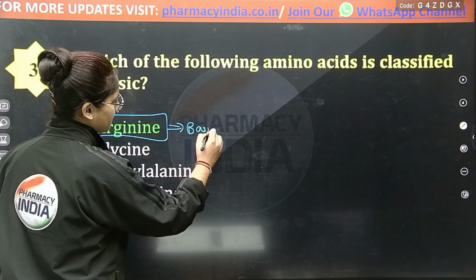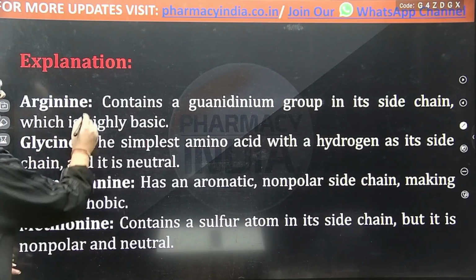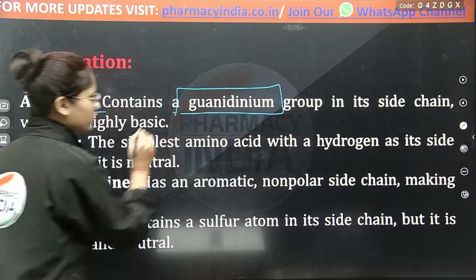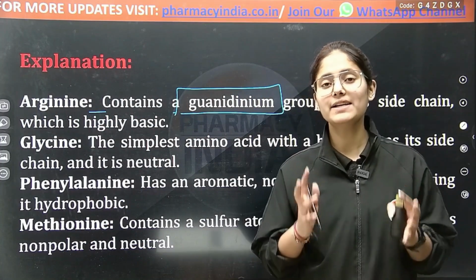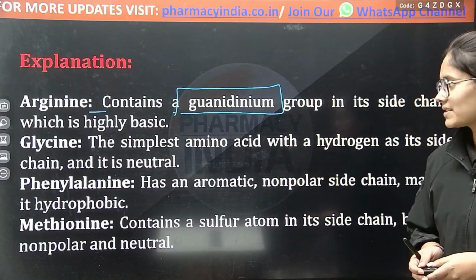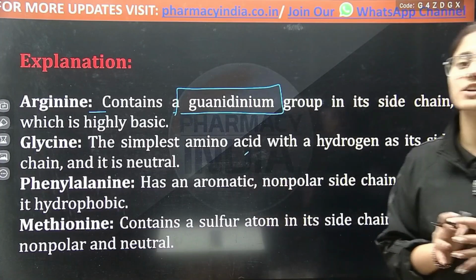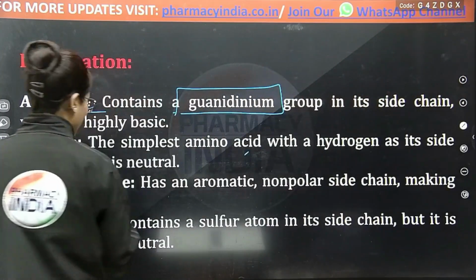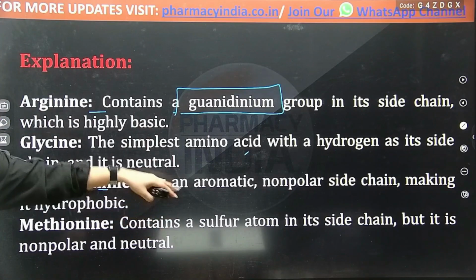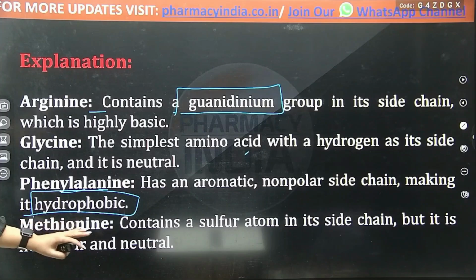Why? Because arginine contains a guanidine group in its side chain, which is a highly basic component, and this is why arginine is a basic amino acid. Glycine is the simplest amino acid but not basic; it is a neutral amino acid. Phenylalanine is an aromatic non-polar, hydrophobic amino acid. Methionine contains a sulfur atom in its side chain but it is non-polar and neutral.